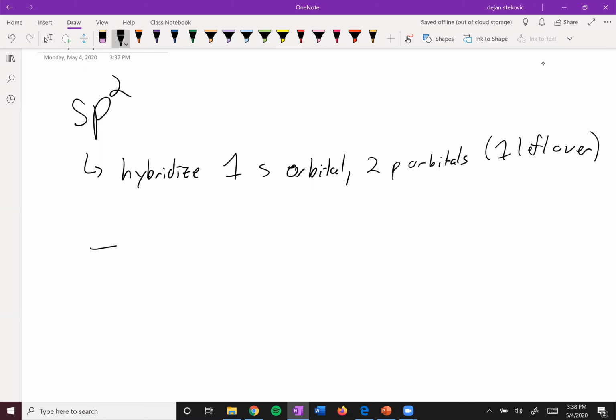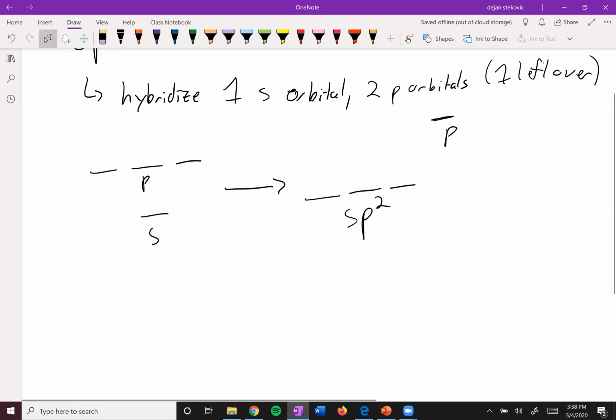If we take a look at that kind of energy diagram, we have s, we have p, and we'll go ahead and hybridize them. We're going to form three sp2 orbitals because the number has to stay conserved. And then we're going to have one p orbital left over, unhybridized.